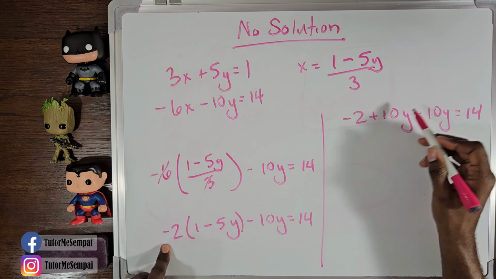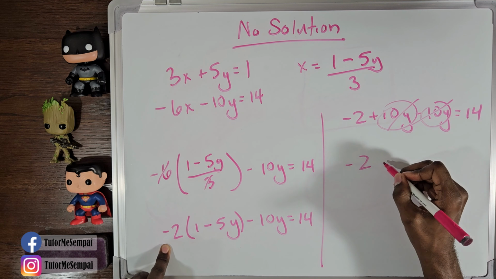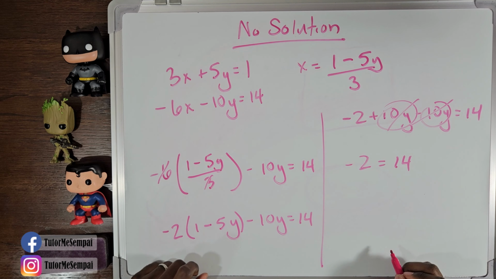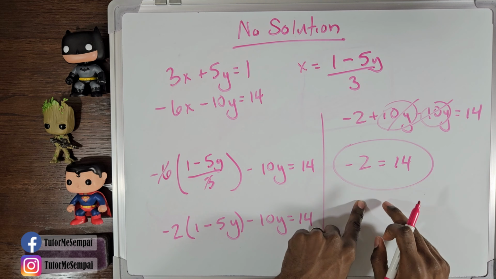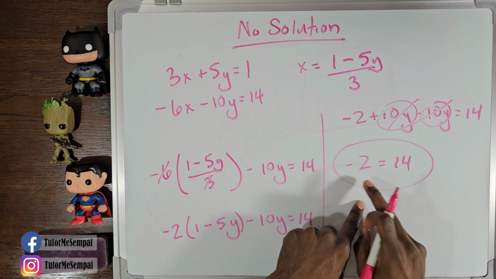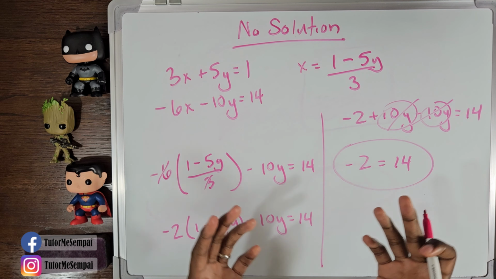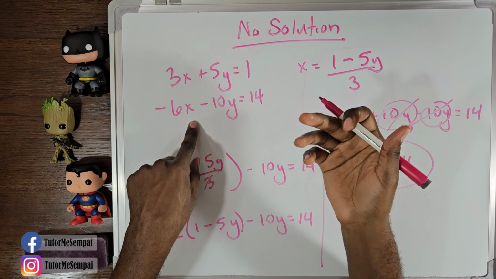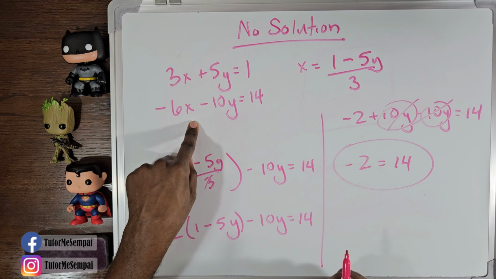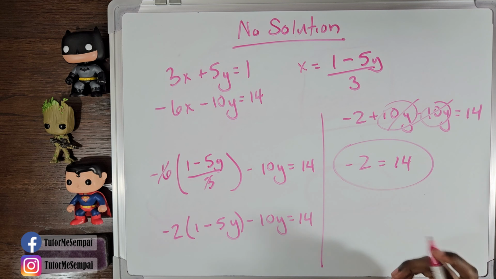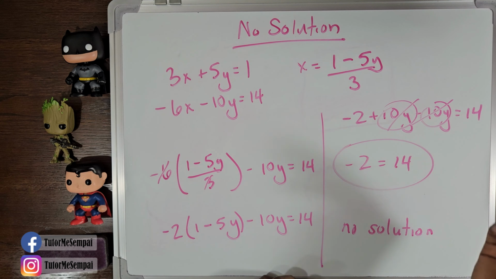Now, we're combining like terms. These cancel out, and you're left with negative 2 equals 14. Remember, when you have no solutions, you're going to be met with an impossibility. Does negative 2 equal 14? No. That means you're not going to be able to find any x and y's that, when you pair them, you're going to be able to solve both of these at the same time. This is our no solution result.